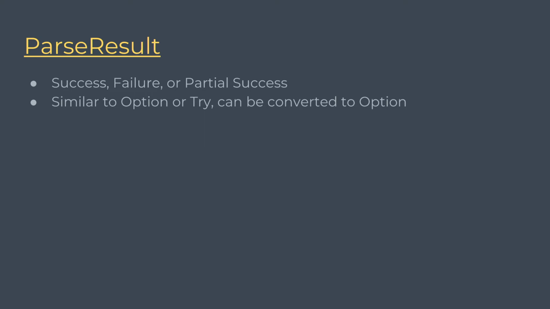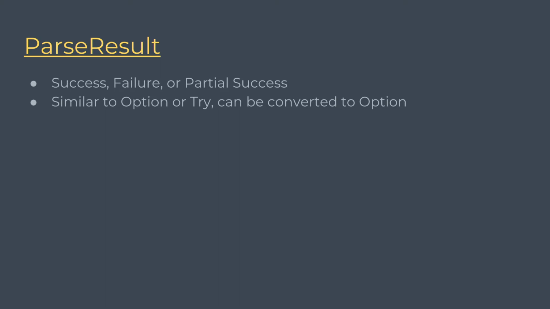So success and failure are pretty straightforward. A success wraps a successfully parsed value. A failure contains a list of errors that were encountered. And then a partial success has both a successful value and a list of errors that were encountered, so that you can keep track of errors but still give a successful value.